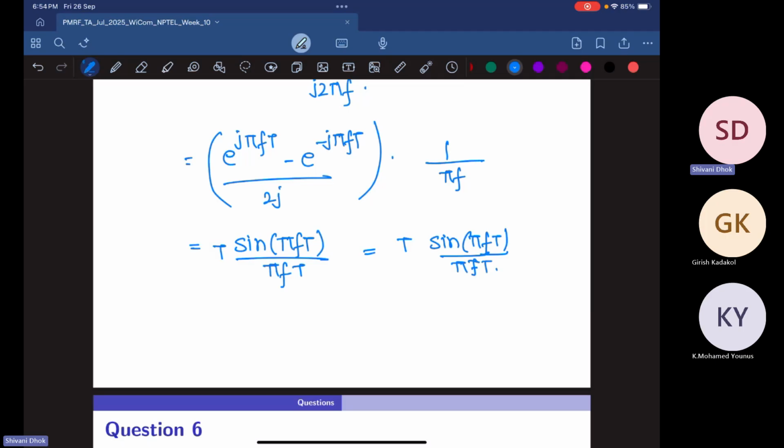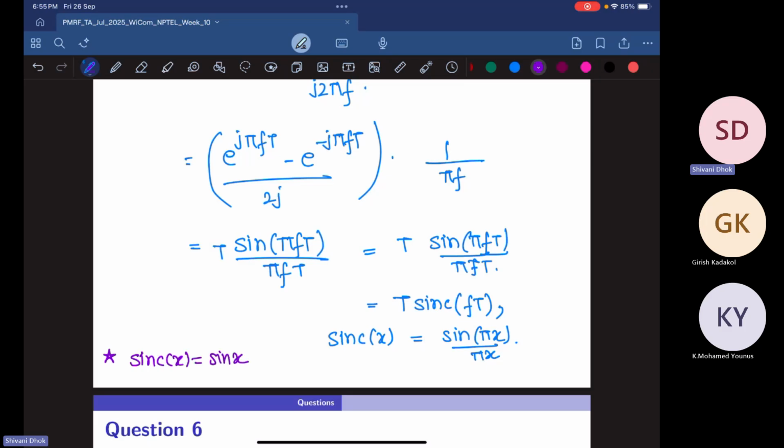Okay, so this is what we have, and we also write this as t times sinc of f t, where sinc of x is defined as sine of pi x upon pi x. And some people also define sinc in a different fashion. So just a side note, people also define sinc of x as sine x by x. So for this thing, it will be simply t times sinc of f t.